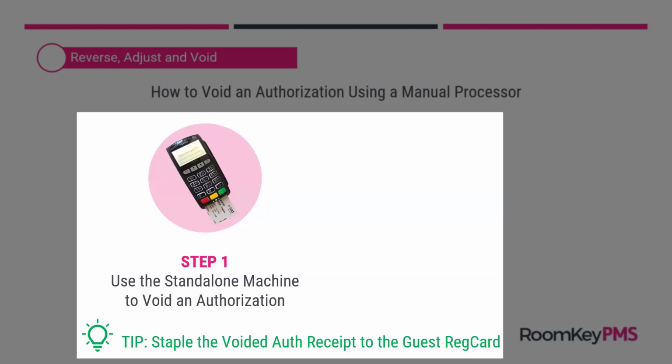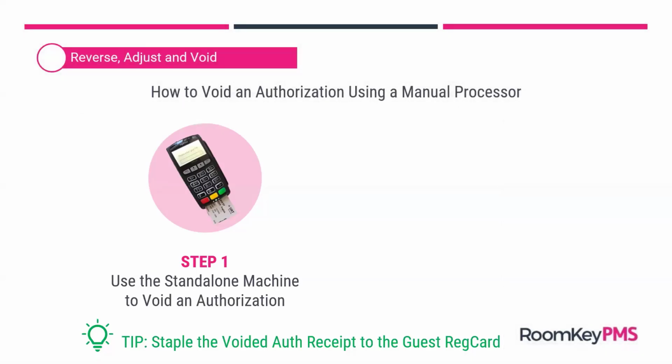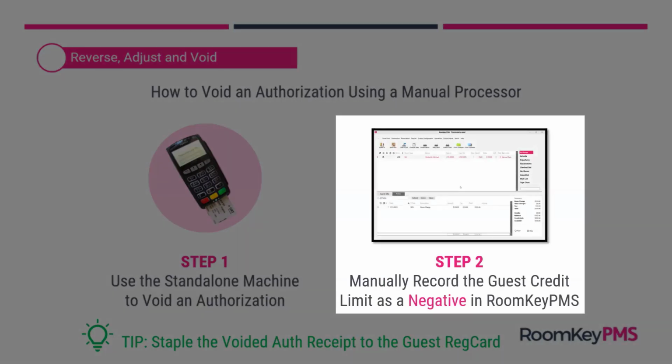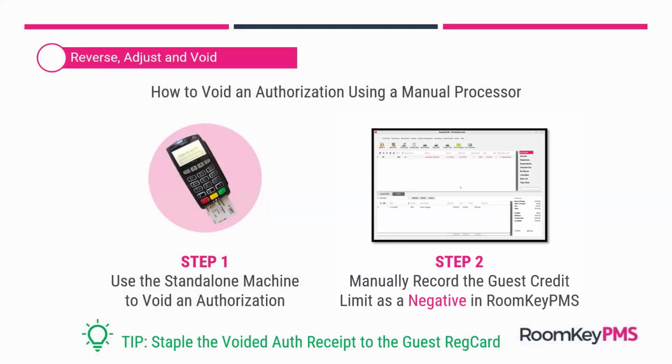So if you are going to void an authorization, a new receipt will print from your credit card machine. I recommend that you also staple that record to the guest registration card for reference. Now, in Roomkey, like I said, it's not recorded as an authorization. Instead, we're going to manage the guest credit limit. So the second step in Roomkey is to manually record the guest credit limit as a negative in Roomkey. So if you've already voided using the manual processor in step 1, step 2 here, I'll show you how you can manage the guest credit limit.